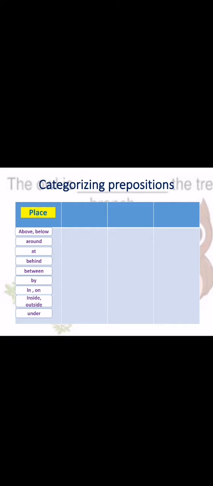Categorizing prepositions. Above, below, around, at, behind, between, in, on, inside, outside, under. They are all prepositions of place.